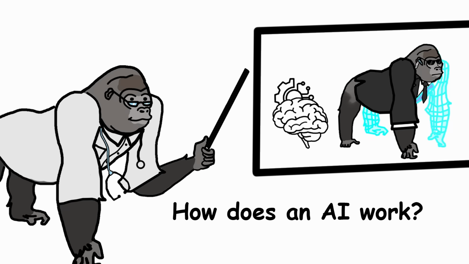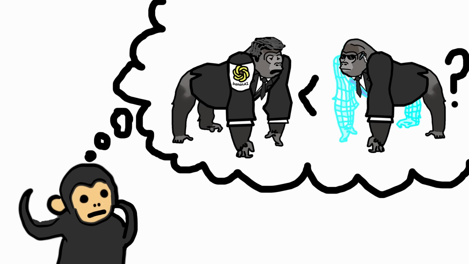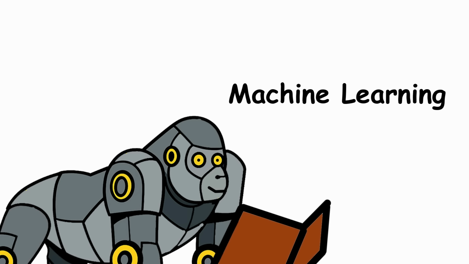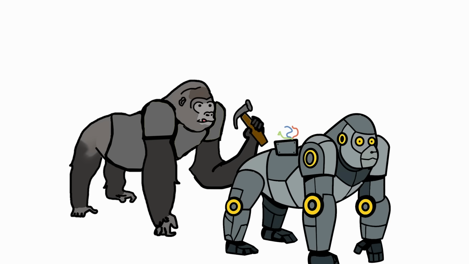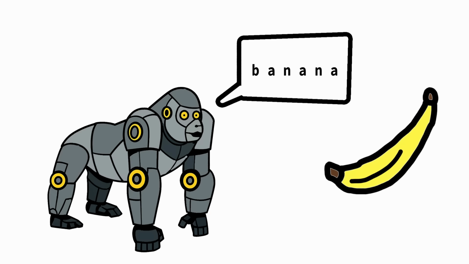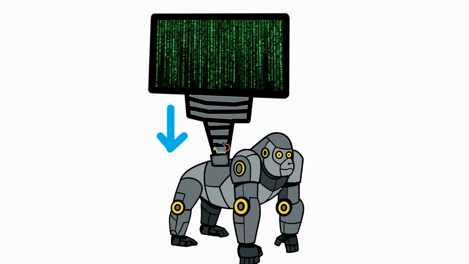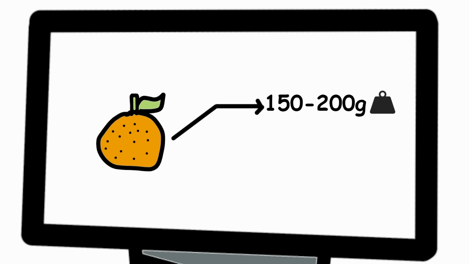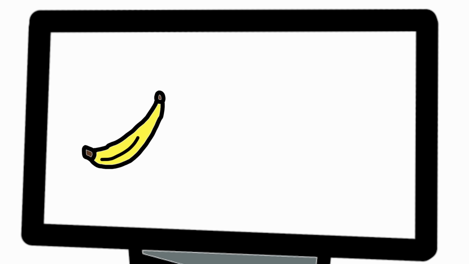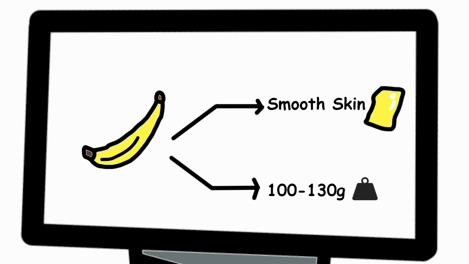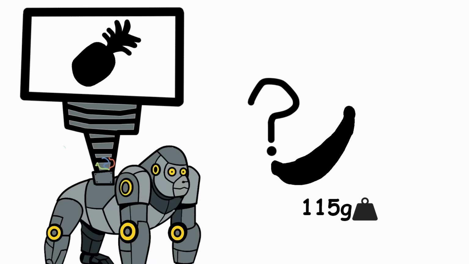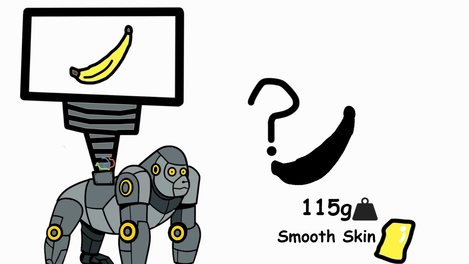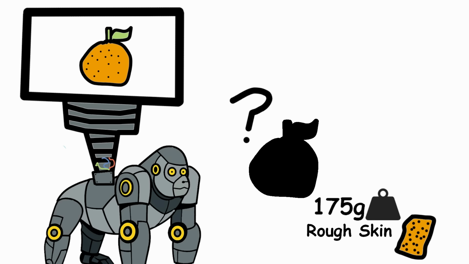So how does an AI work? You might be thinking, how can an AI outperform its creators? Enter machine learning. Let's say we want to build an AI that can tell the difference between bananas and oranges. We feed it data. Oranges usually weigh between 150 to 200 grams and have rough skin. Bananas, smooth, and between 100 to 130 grams. So if a fruit is 115 grams and smooth, the AI says banana. If it's 175 grams and rough, probably an orange.